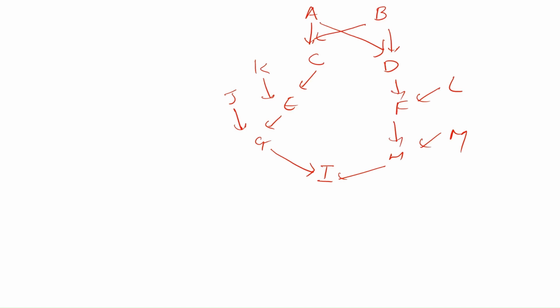Now, can you calculate the coefficient of relatedness between A and I, these two individuals? How can you do that? How will you calculate? I would request you all to pause the video, solve it by yourself, and then you can see the calculation. So now, to reach from A to I, two paths are there.